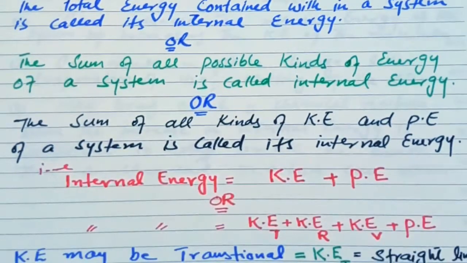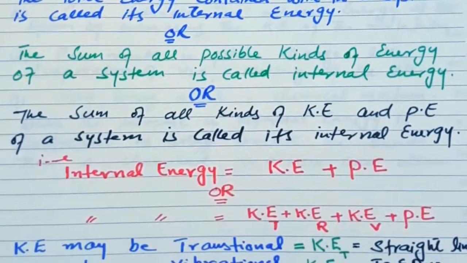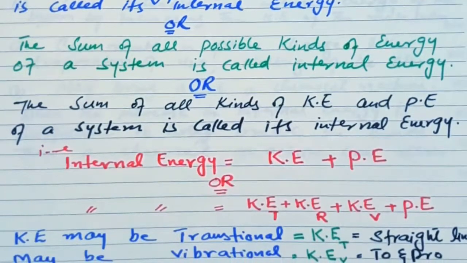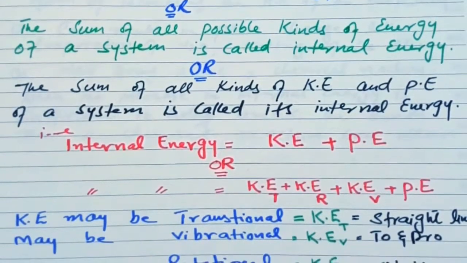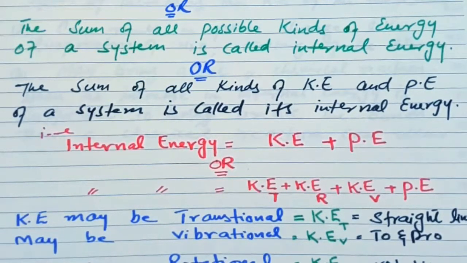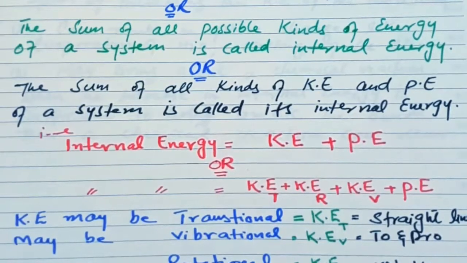Now kinetic energy may be of three types. Kinetic energy may be translational kinetic energy, it may be vibrational kinetic energy, or it may be rotational kinetic energy. So all three kinetic energies are possible in the molecules. The sum of all these possible kinetic energies of the molecules along with their potential energy is called the total internal energy of the system.